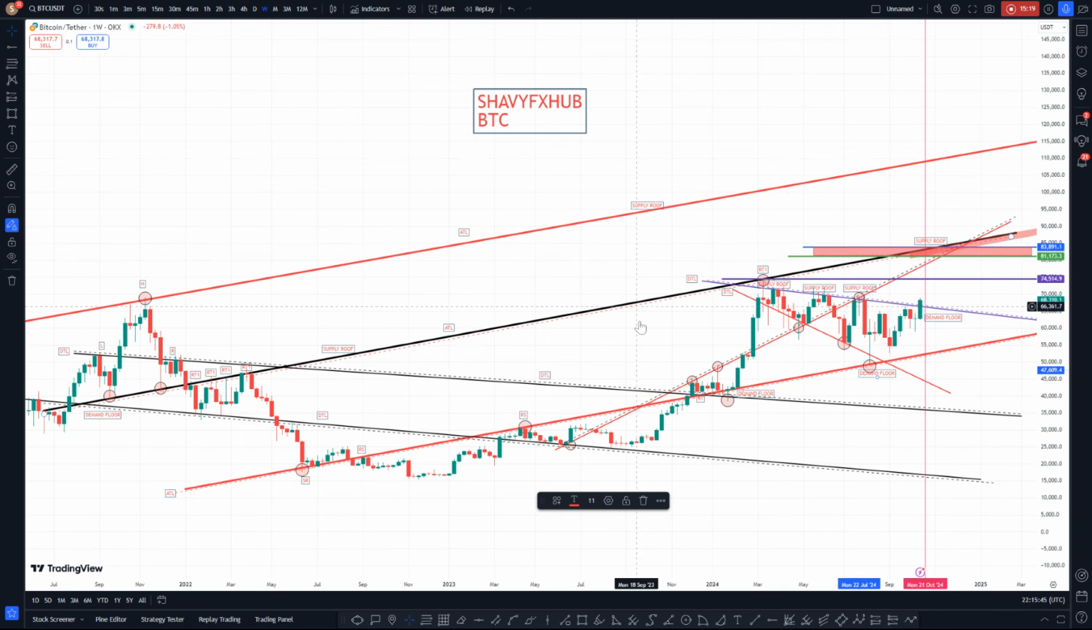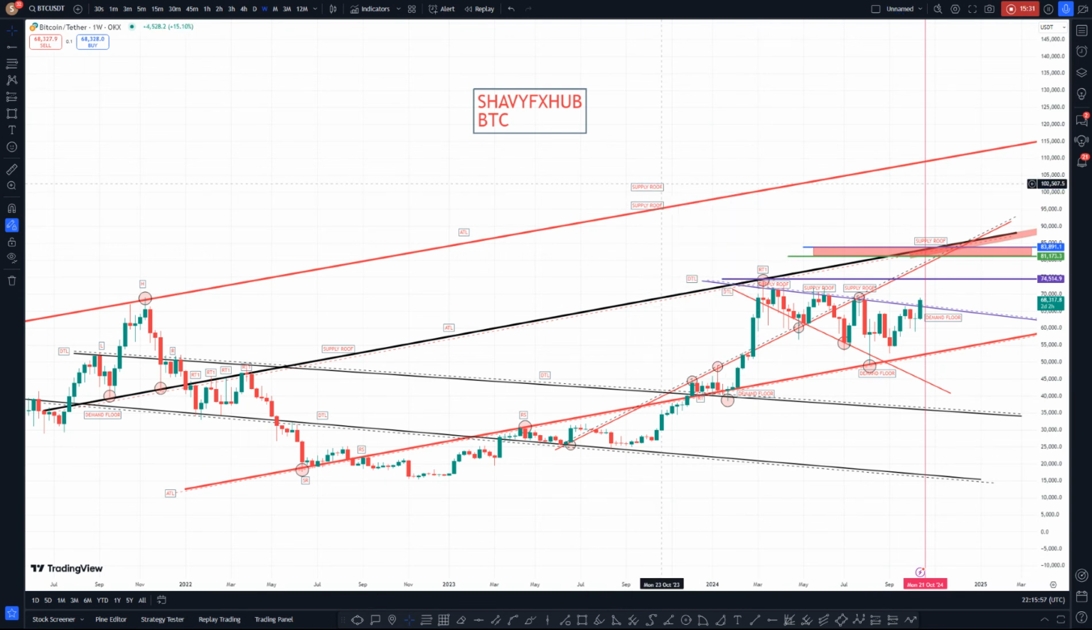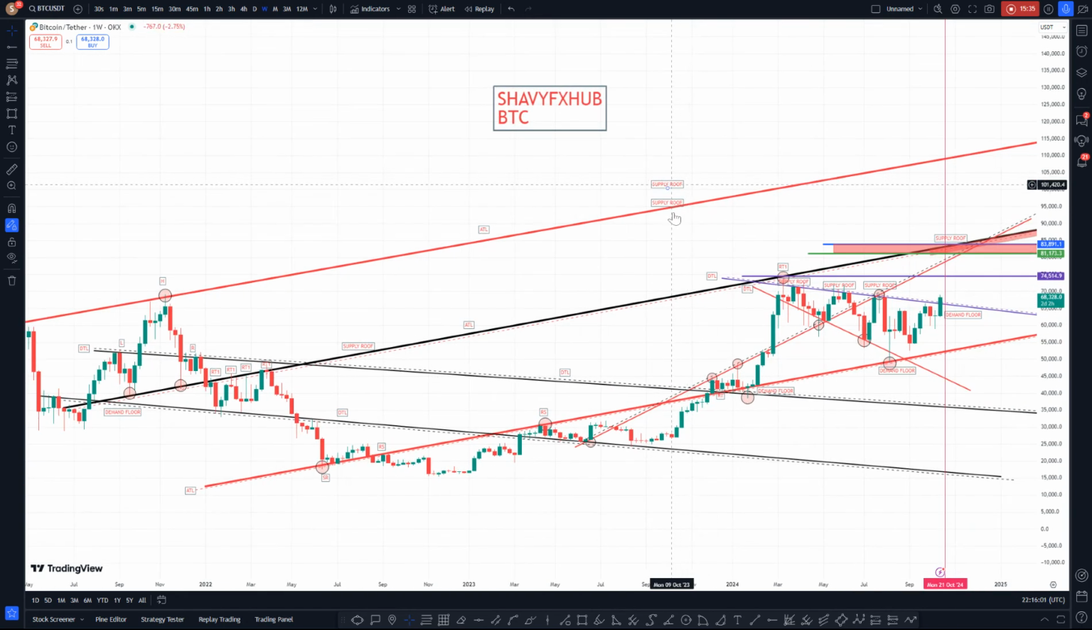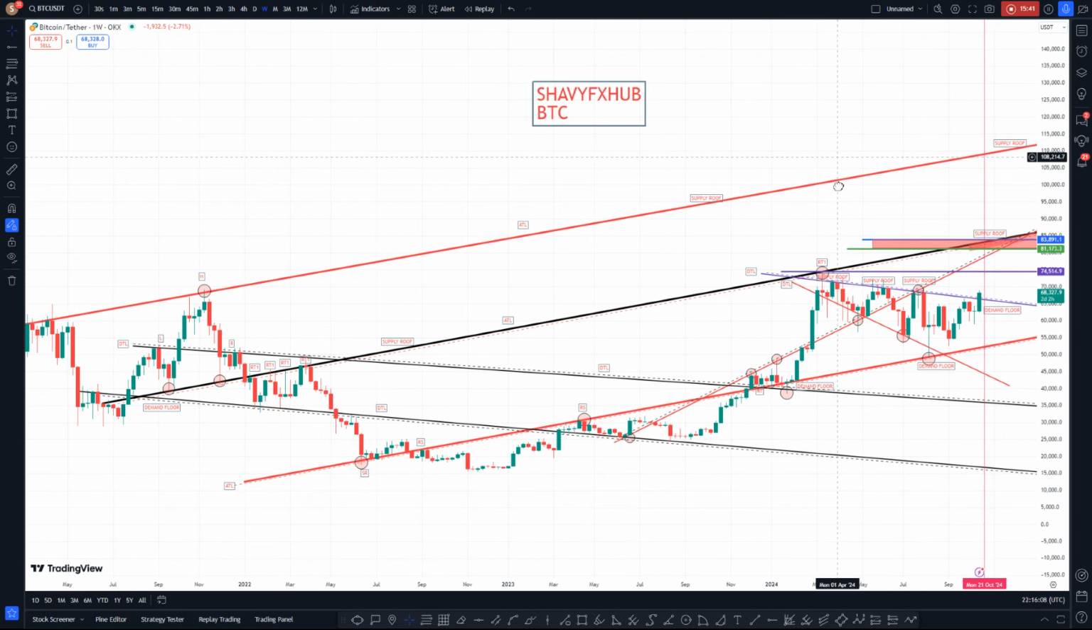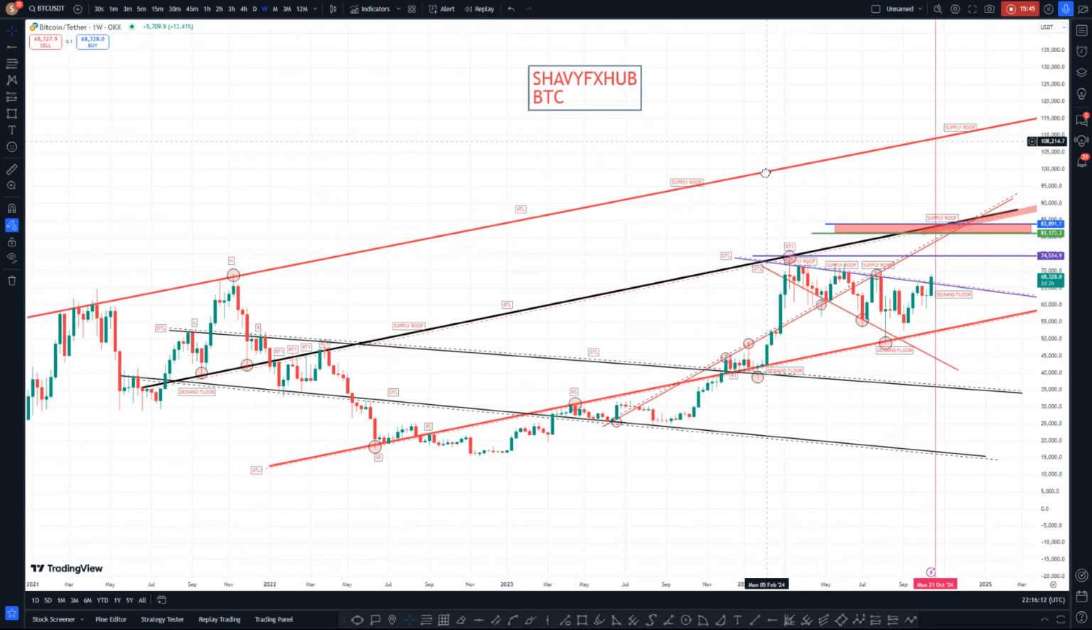A break of this black ascending trend line will ultimately usher price into the upper higher roof. This is also a supply roof, a supply roof seeing price in excess of 100K. So when you hear people tell you it's going to hit 100K, don't be in doubt. Follow the structure of the market. When you follow the structure of the market, you see the market unfold. So this is what is going to happen.